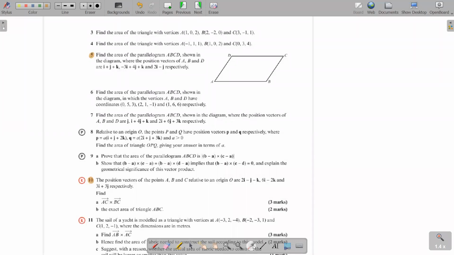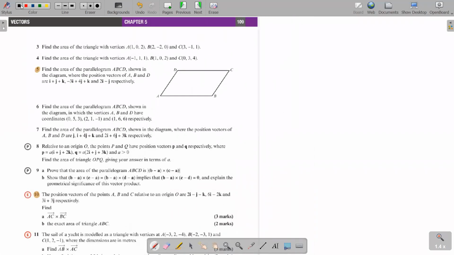Okay, question number 5. Find the area of the parallelogram ABCD shown in the diagram where the position vectors A, B, and D are given. Okay, A, B, and D position vectors are given. Let's find the area. Mark the coordinates on the diagram first. Let's mark the position vectors. So here A position vector is 1, 1, 1. B position vector is minus 3, 4, 1. And D position vector is given to you as 2i minus j 0k, isn't it?